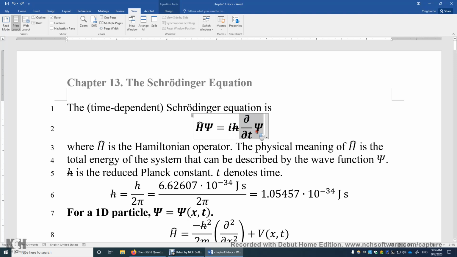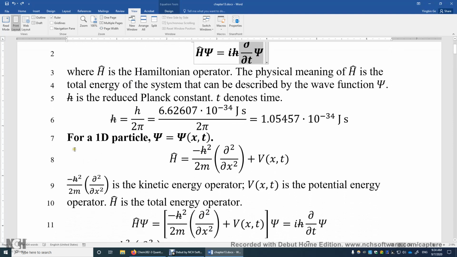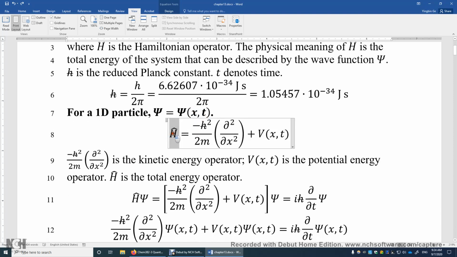This is how psi changes with time. For a one-dimensional particle, psi is equal to psi of x and t. The wave function of the one-dimensional particle depends on its position and time. The Hamiltonian of this one-dimensional particle is the sum of the kinetic energy operator and potential energy operator.